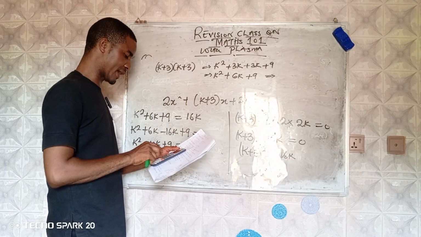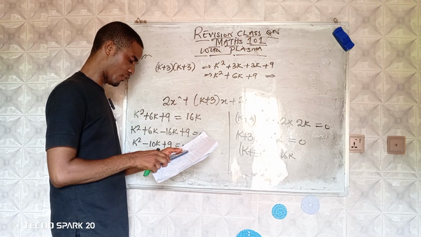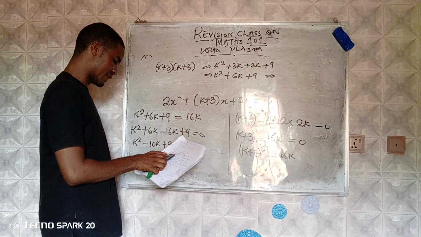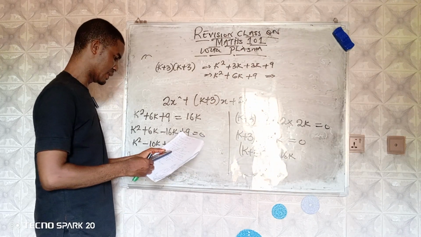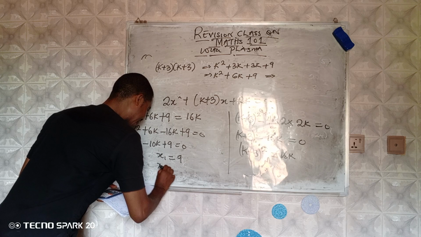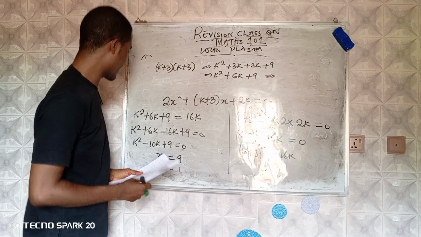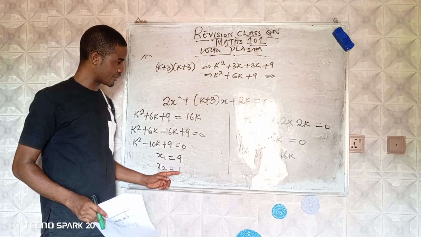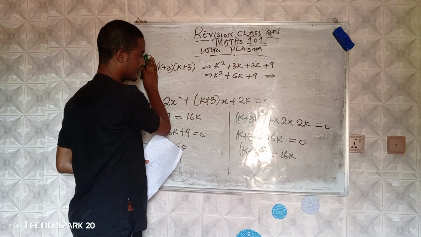I want to use my calculator to factorize. You can use the general formula, the one we just learned. Here my A is 1, my B is minus 10, and my C is 9. If I factorize this, I have my x1 to be 9 and my x2 to be 1. So what we are saying in essence is that if the value of k is 9 or 1, then this equation will have equal roots.